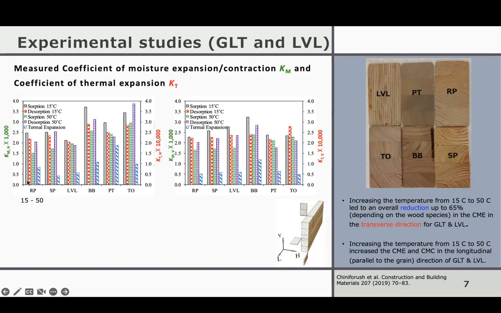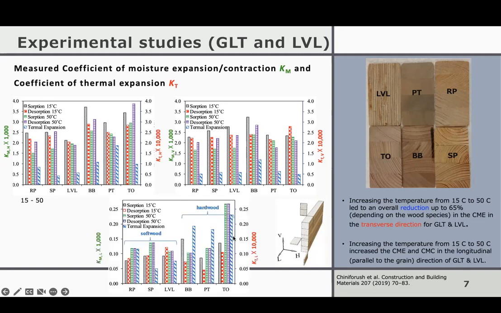And you see the first 2 bars are for 15 degrees. The second 2 bars are for 50 degrees, and the blue bars are shown for thermal expansion because there was a change of temperature. We could estimate the coefficient of thermal expansion for two different directions. They are plotted here. And for the longitudinal direction, we denote them by KML, L for longitudinal, and KTL. So the blue bars here are for thermal expansion.